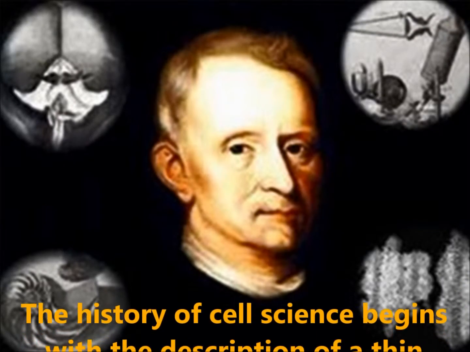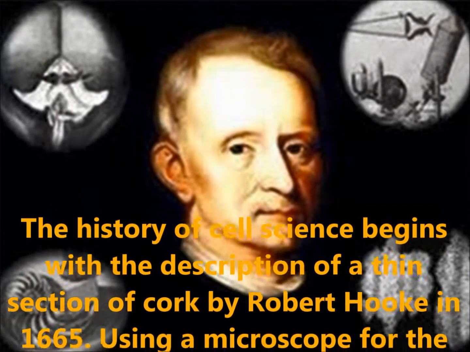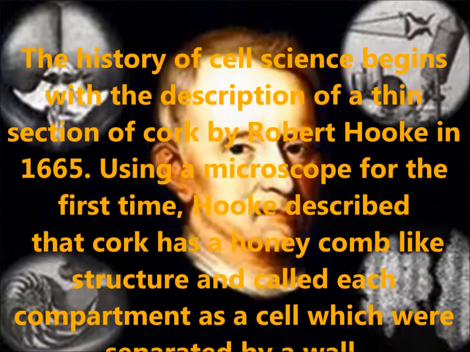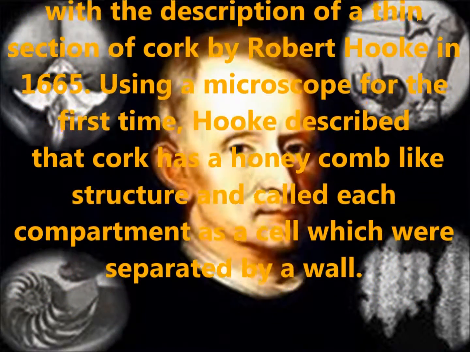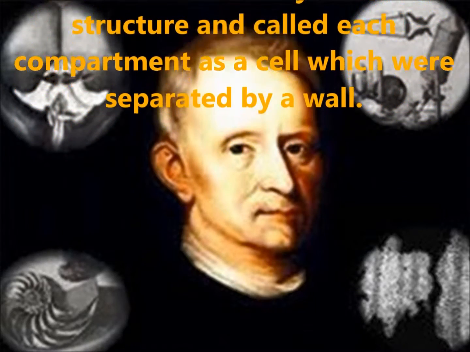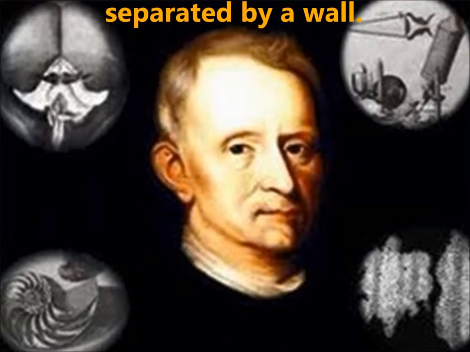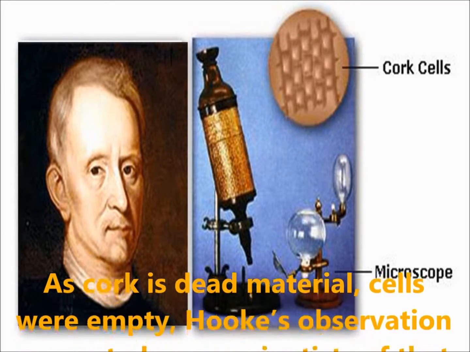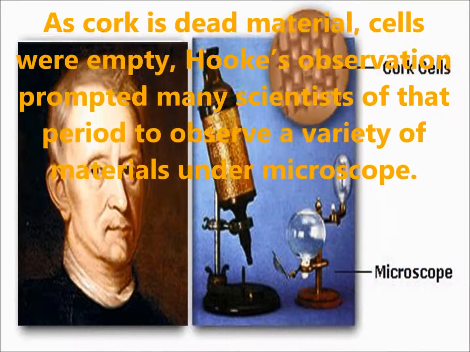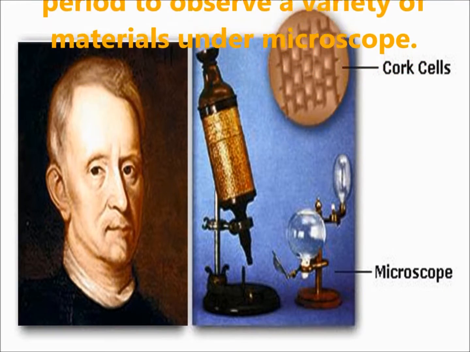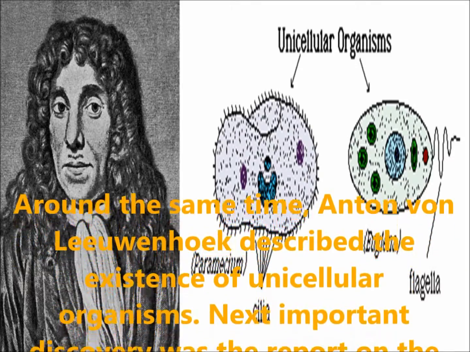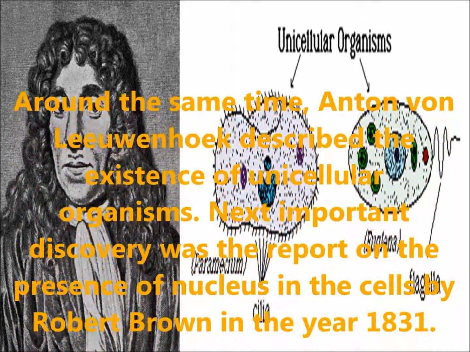The history of cell science begins with the description of a thin section of cork by Robert Hooke in 1665. Using a microscope for the first time, Hooke described the cork as a honeycomb-like structure and called each compartment a cell, which were separated by walls. As cork is dead material, the cells were empty. Hooke's observation prompted many scientists of that period to observe a variety of material under the microscope. Around the same time, Anton van Leeuwenhoek described the existence of unicellular organisms.